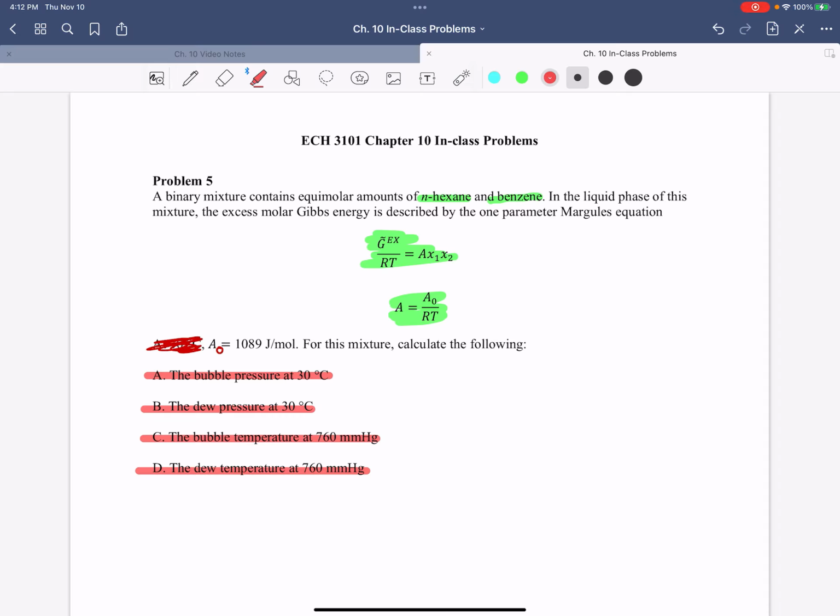Okay? All right, and so based on the information in this problem statement, what I want you to do is pause the video here, and sketch out a diagram of the system.